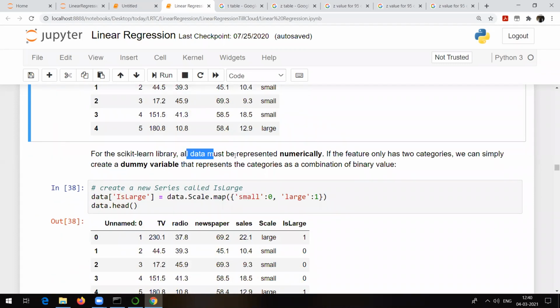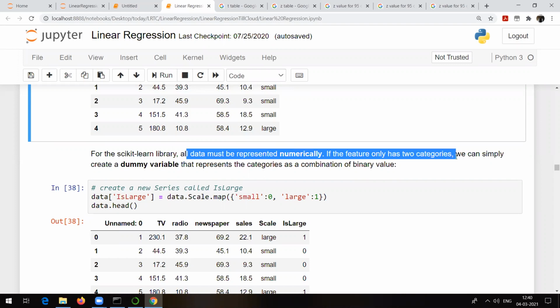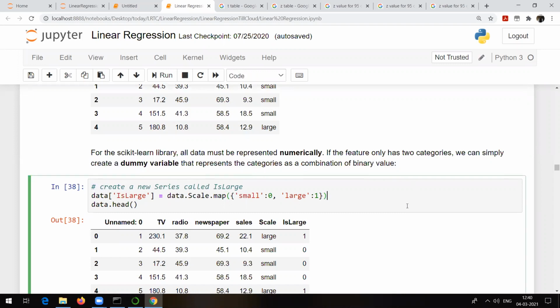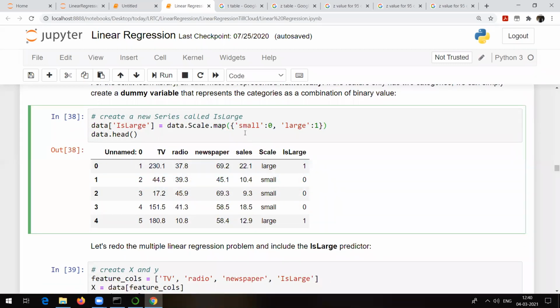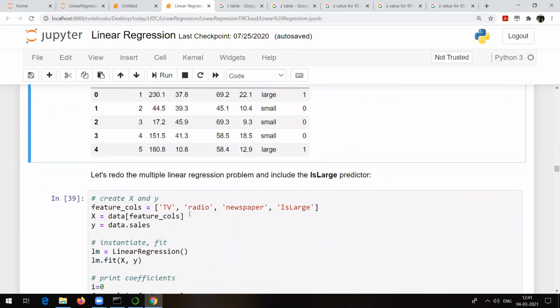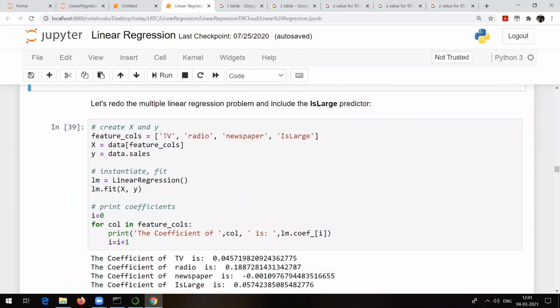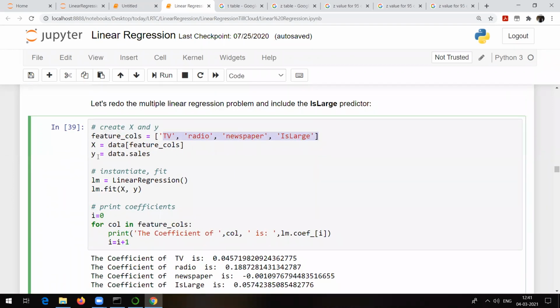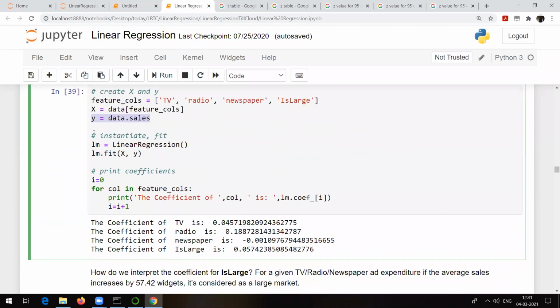For the scikit-learn library, all data must be represented numerically. If the feature only has two categories, we can simply create a dummy variable that represents the categories as a binary value. So to convert that particular data into numbers, I am assigning 0 to small and 1 to large. Now you can say that this scale column is converted like this. I am naming it is large. Now it is in terms of 0s and 1s. As simple as that. If there are two categories, no problem. You can simply assign 0 and 1. Right. And now in my case, these are the input features. This is my output feature. Again, I am trying to train the model with the help of the linear regression method.